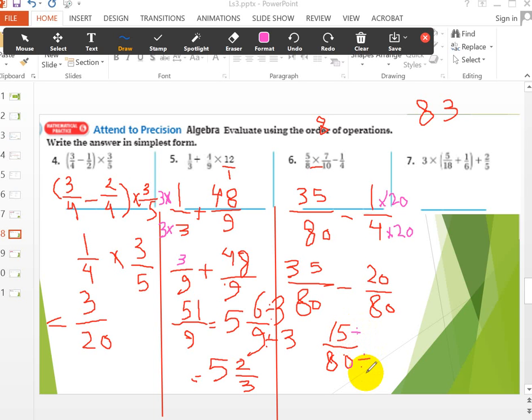No, not 3. Yes, someone said 5. Thank you, girls. It's 5. That's right. The multiples for 15 are 3 and 5. So it must be 3 or 5. So it's 5, of course. So let's find the answer. 15 divided 5 will be 3, and 80 divided 5 will be 16.